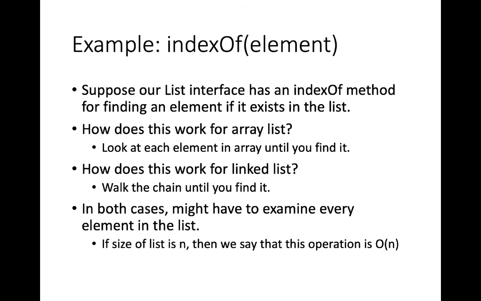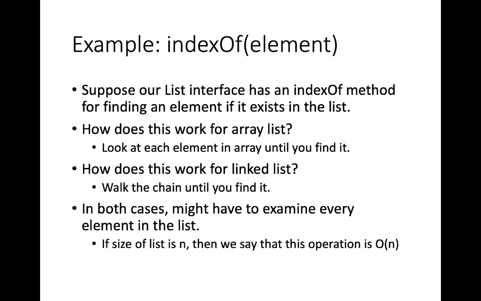In both cases, in order to complete the index of operation, we might have to examine every element in the list. And so if we characterize the size of the list that we're working with as of size n, then we can characterize this operation as being big O of n, or order n, or just O of n.